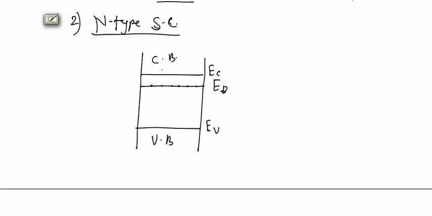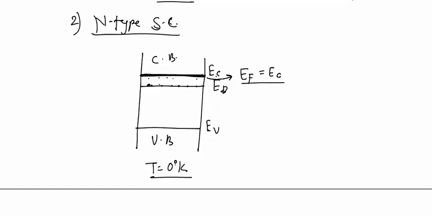Now we can say that the electrons have the energy up to this level, means there are electrons in this energy level. So we will plot the Fermi energy level above the energy of these electrons. Means for n-type semiconductor, the Fermi energy level EF will coincide with EC at T equal to 0 degrees Kelvin. For n-type semiconductor, at T equal to 0 degrees Kelvin, the Fermi energy level coincides with energy level EC.